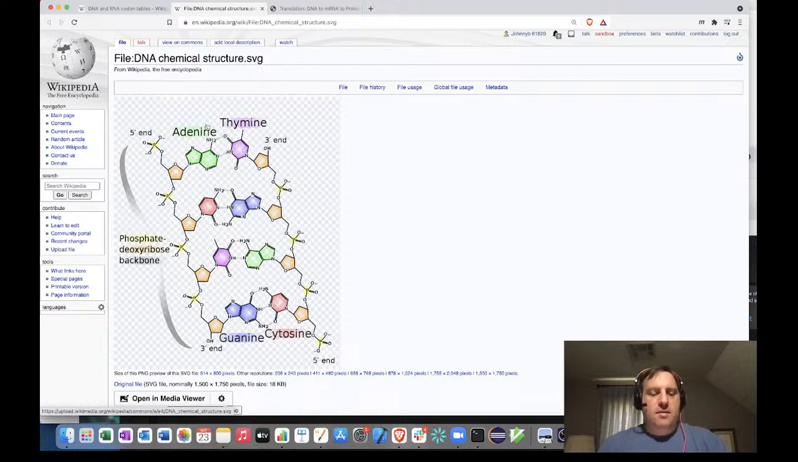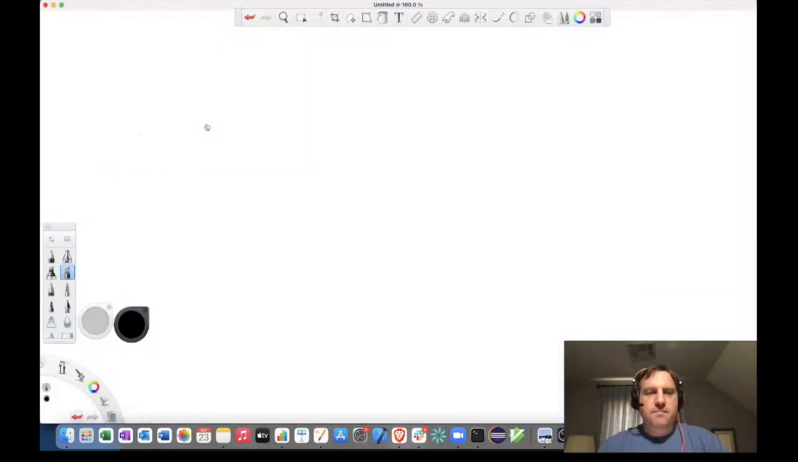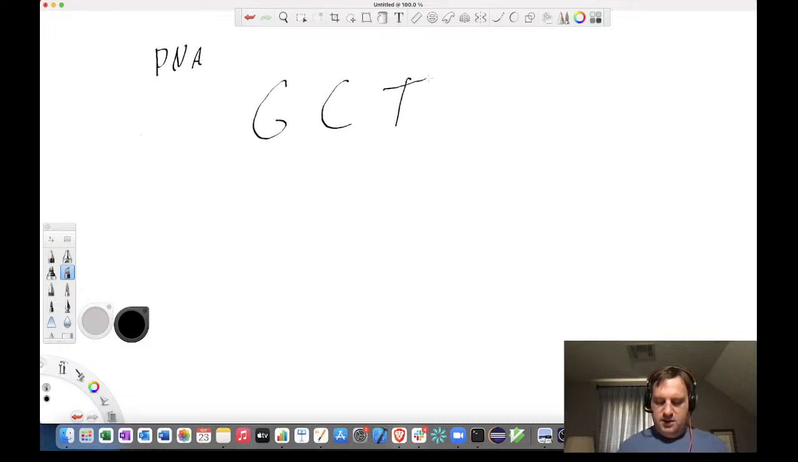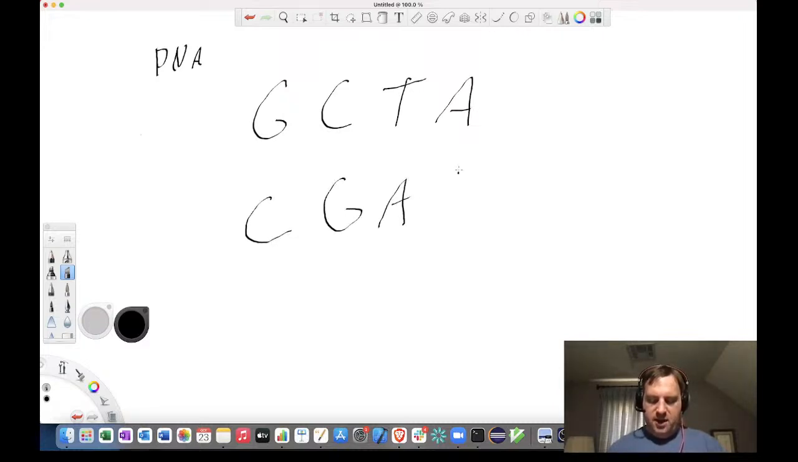The thing about DNA is that it has 4 letters: G, C, T, and A. These pair with each other. G always pairs with C, C always pairs with G, T always pairs with A, and A always pairs with T.